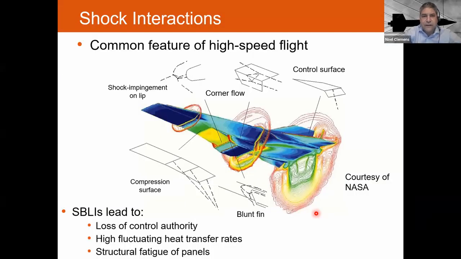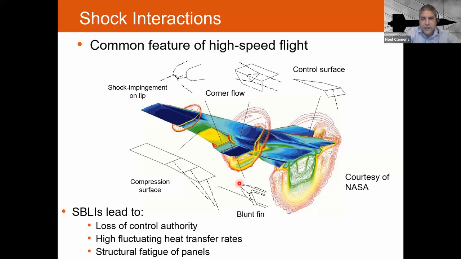Okay, so let me just give you a bit of motivation for this topic. Why do we care about these shock boundary layer interactions? First of all, they're just a common feature of high-speed flight. Essentially, if you have a vehicle that's flying, anytime the body of the vehicle juts out in almost any way, you're going to have at least a compression or more likely a shock that forms. So, for example, on the underside, the compression surface leading into the inlet, you have these shocks that are formed. And if there's a boundary layer, obviously there'll be a shock boundary layer interaction.